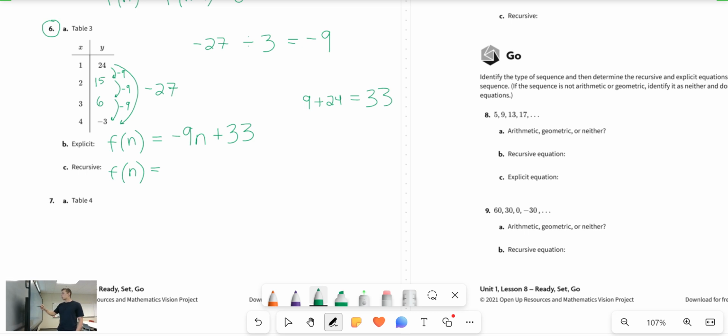So our current step is our previous, f of n minus 1.